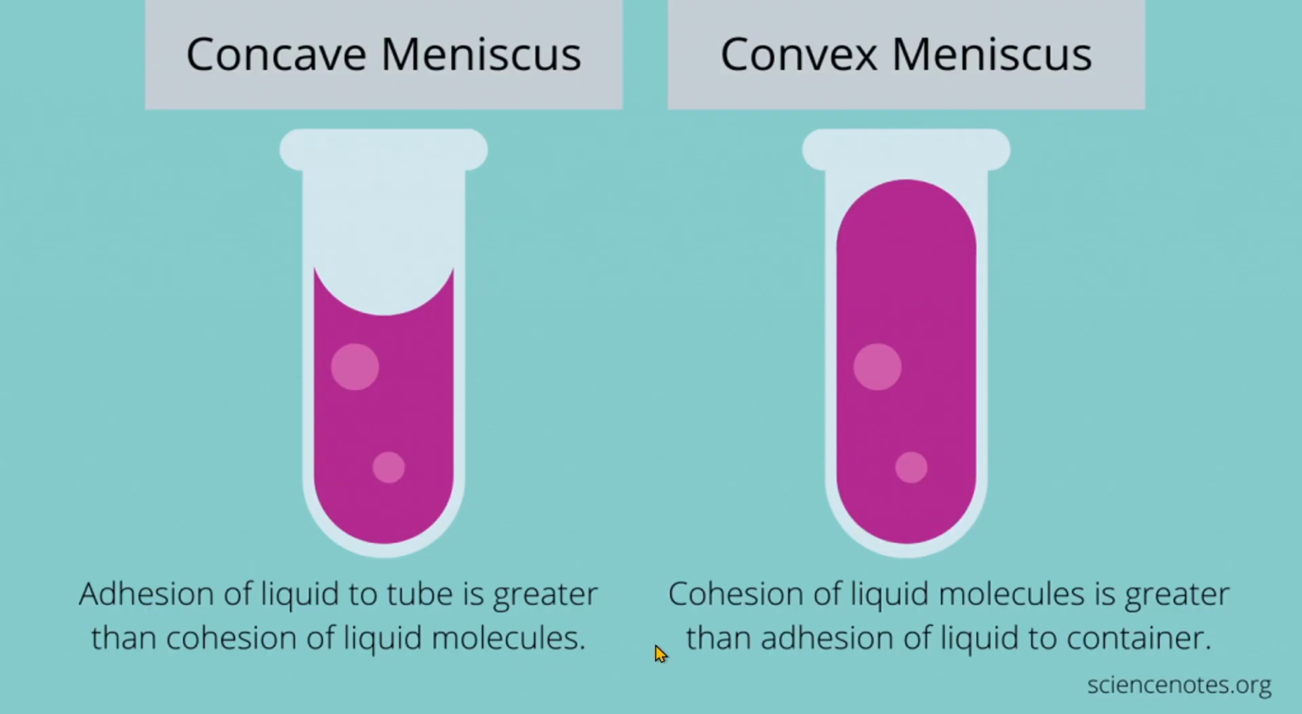When a liquid is placed in a container, it can form a meniscus. But there are two kinds of meniscus that can be formed due to cohesion or adhesion. In a concave meniscus, the picture at left, adhesion of liquid to the tube is greater than the cohesion of liquid molecules. That's why it will form something like the letter U. Whereas on the right side of this slide, a convex meniscus is formed. This is when cohesion of liquid molecules is greater than adhesion of liquid to the container.